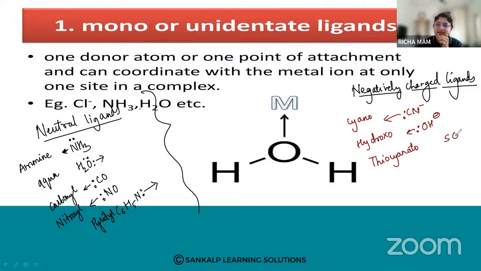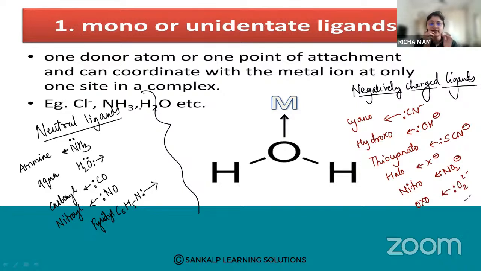Thiocyanate, SCN minus, where sulfur is the attachment. Then the halo group, that is X minus. Then the nitro group, NO2 minus, where nitrogen is the attachment. Then the oxo group, O2 minus, where oxygen is the attachment.